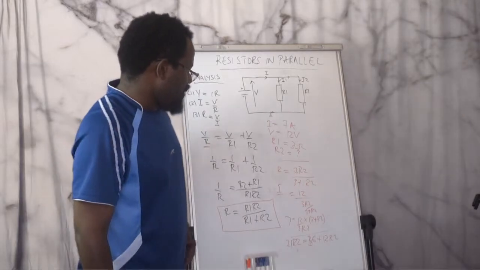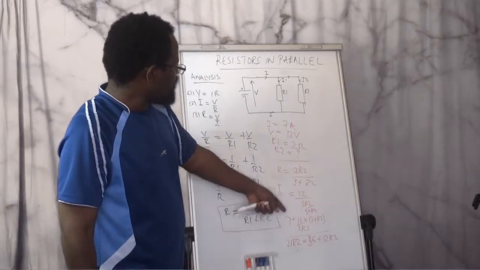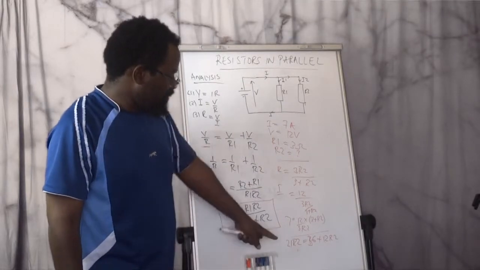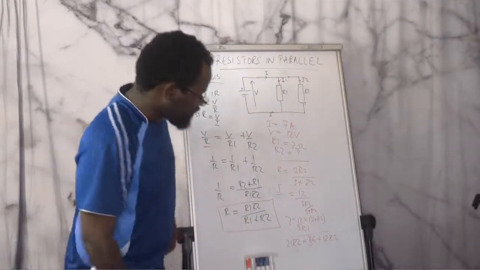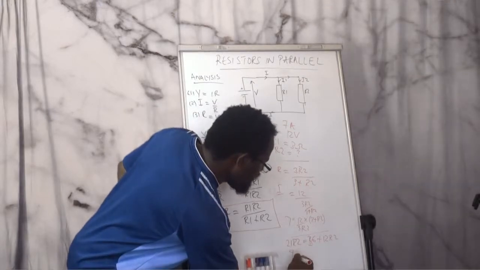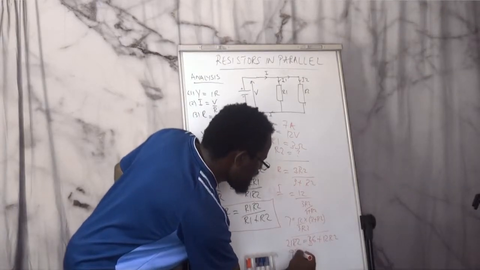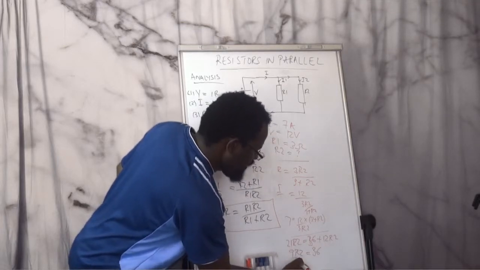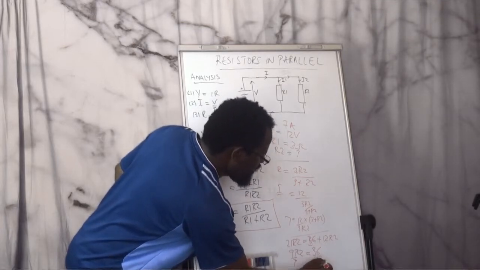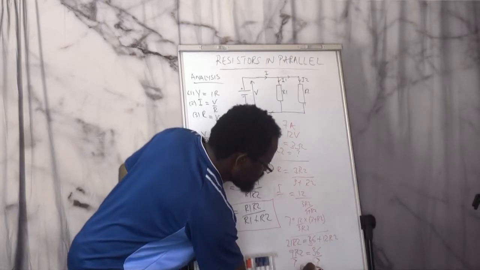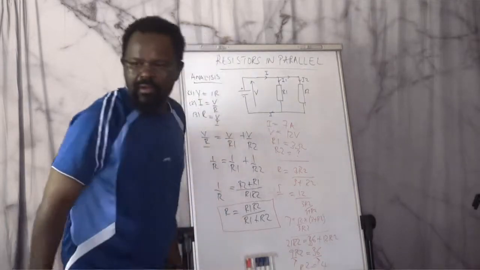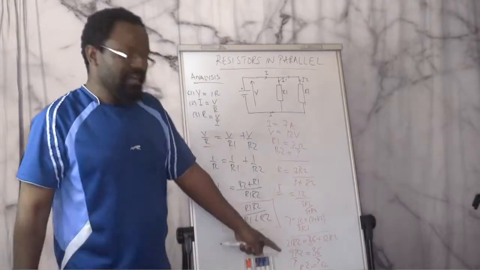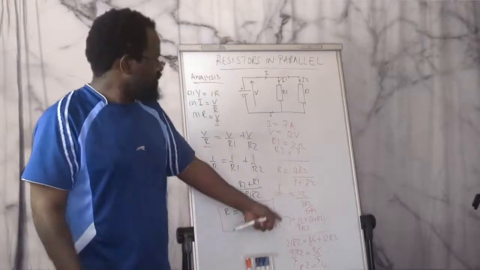So you can solve for your R2. 21 minus 12, you're going to get 9 R2 is equal to 36, and dividing by 9 over 9, you get R2 is equal to 4. So R2 will be equal to 4.